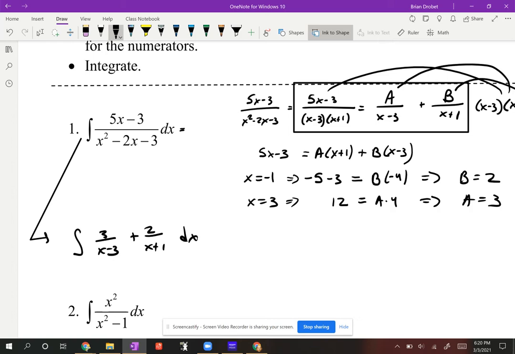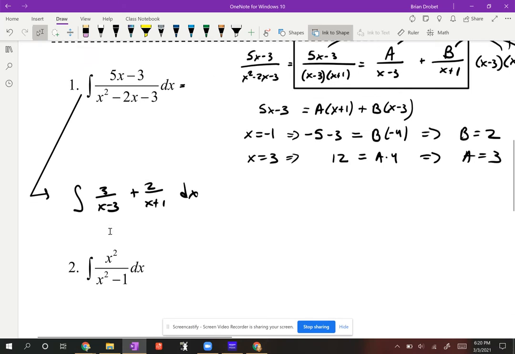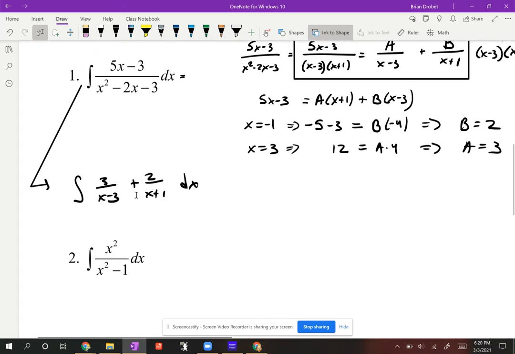And this is better because whenever you are integrating and you have x to the first power in the denominator, you have a natural log function. So the first term is going to anti-differentiate into 3 ln absolute value of x minus 3. The second term into 2 ln absolute value of x plus 1. What I'm doing there is using the fact that when you have x to the first power in the denominator, your output is a natural log.